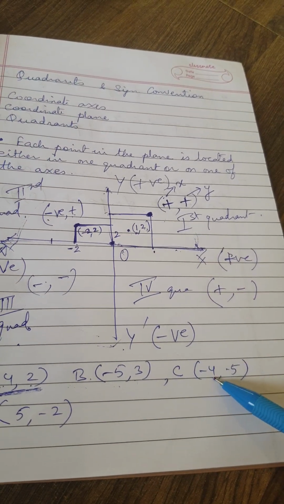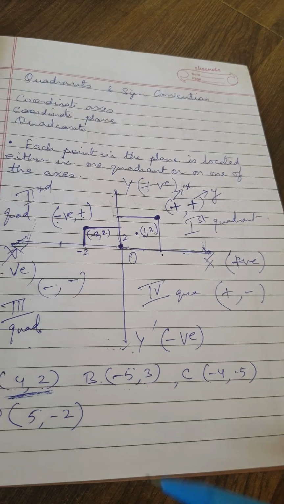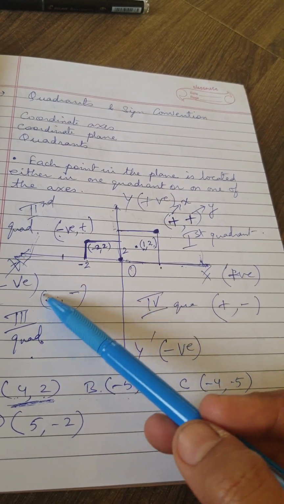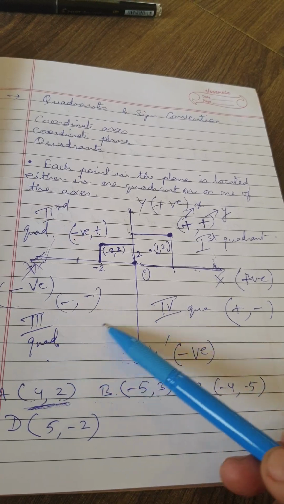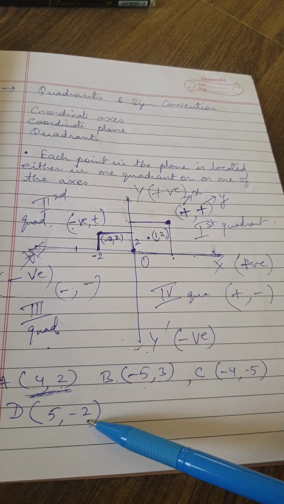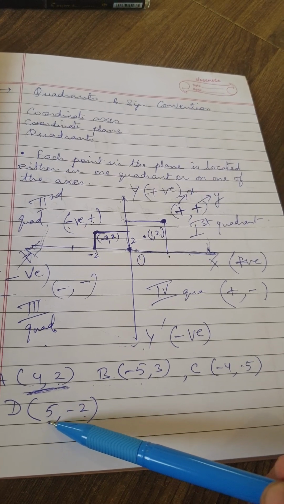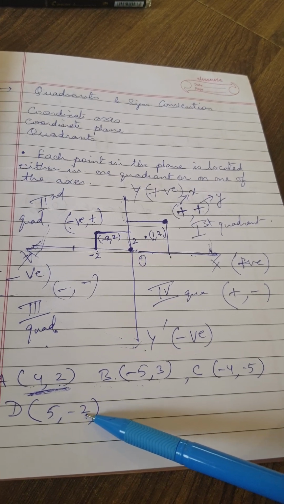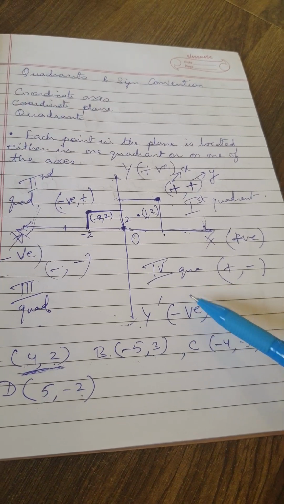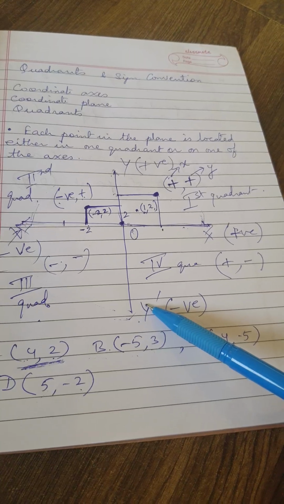Third point, we have -4 and -5. Both of them are negative. So x negative and y negative. So this point will lie under the third quadrant. If we see this point (5, -2), here x is 5, or you can say your abscissa is 5, and the ordinate is negative. This will lie in the fourth quadrant, where you have a positive x and negative y. Understood?